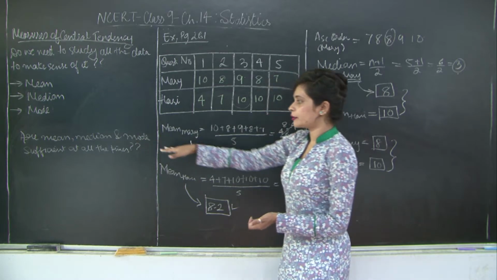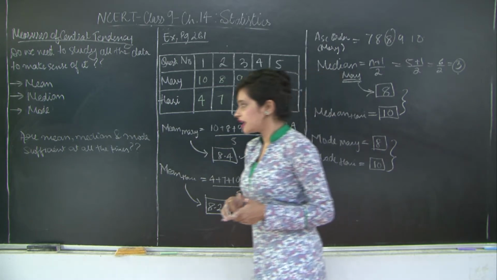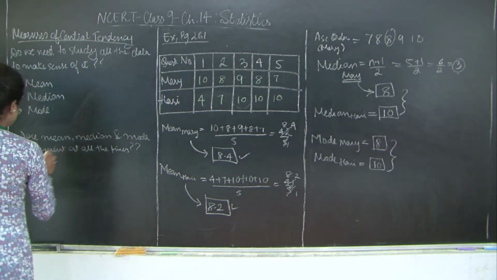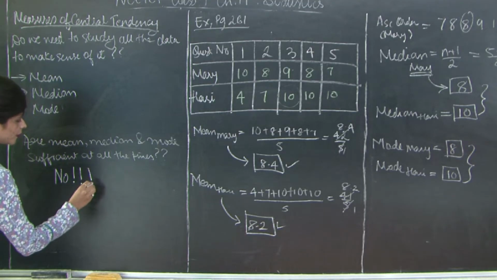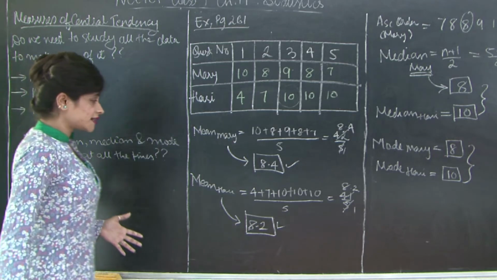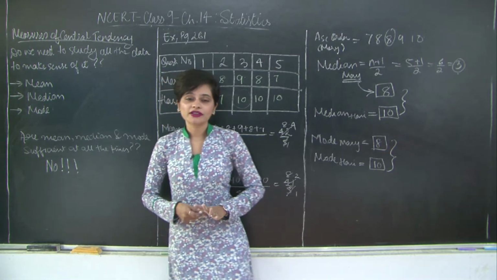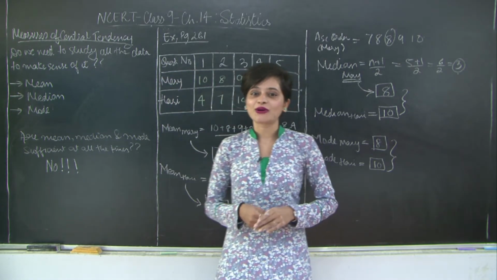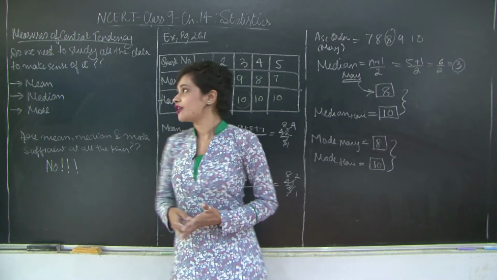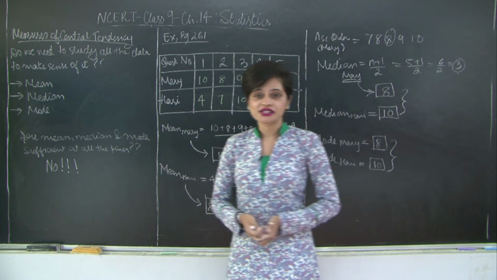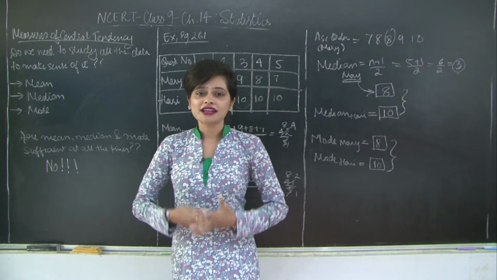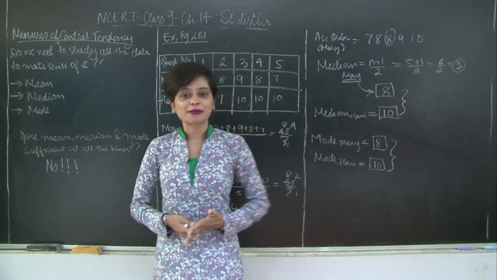Are mean, median and mode sufficient at all the times? The answer is no. So what more data is required? Well, you will learn about that in your future years of schooling and college. So I hope you've got an idea of mean, median, mode, which are the representatives or measures of central tendency. We'll take a look at the last exercise of this chapter in the forthcoming lectures.